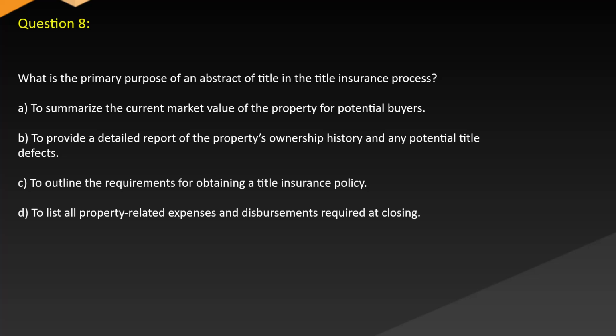Question 8. What is the primary purpose of an abstract of title in the title insurance process? A. To summarize the current market value of the property for potential buyers. B. To provide a detailed report of the property's ownership history and any potential title defects. C. To outline the requirements for obtaining a title insurance policy. D. To list all property-related expenses and disbursements required at closing.